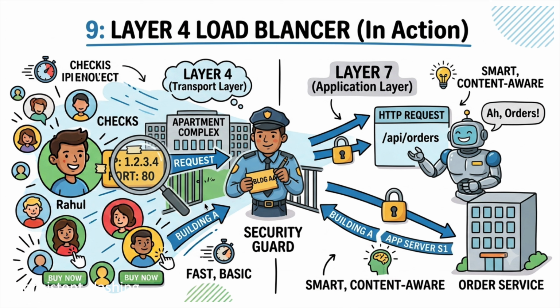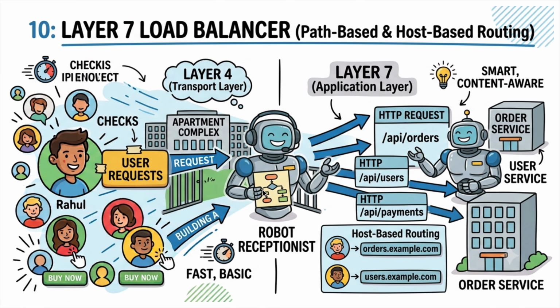It only looks at the IP address and port number. It does not inspect the actual request because it ignores the contents, and it is extremely fast. Examples like AWS Network Load Balancer and HAProxy work on layer 4. Now there's another one, called the layer 7 load balancer.